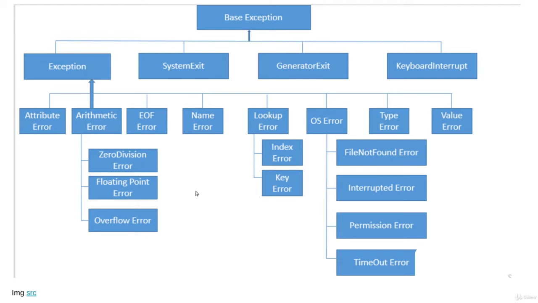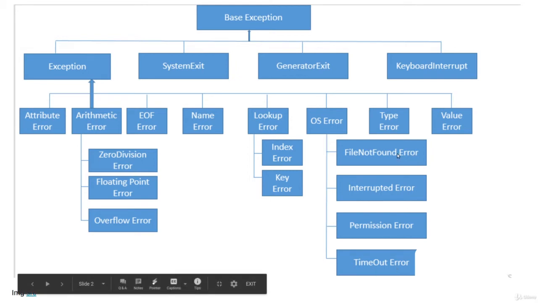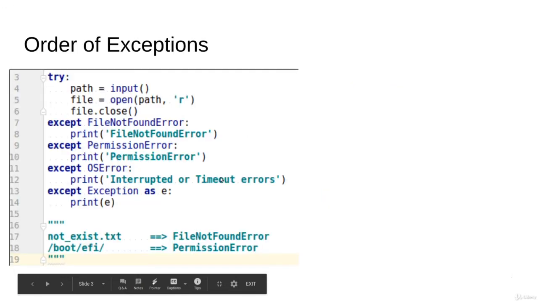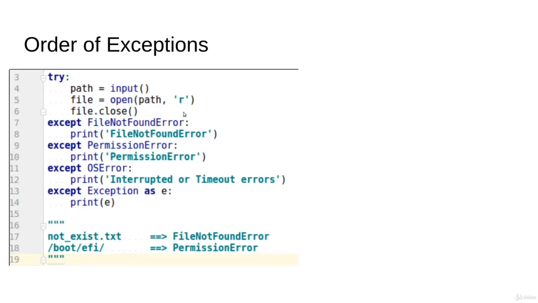But there is one question here. Let's say we have an OS error here as an error. It seems that we have child classes: file not found error, interrupted error, permission error, timeout error. We have 4 classes as children for that guy. Now in terms of the order of the exception, does it matter? Let's say the following. If we did this old example here with the except over the file not found, except over the permission error, and over the OS error.